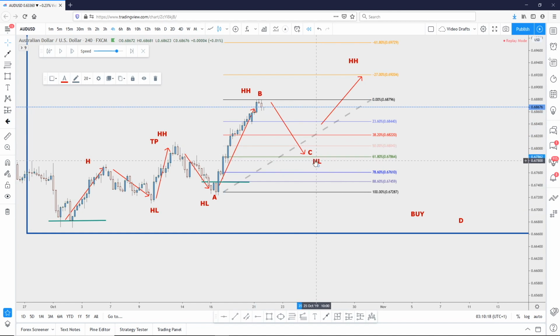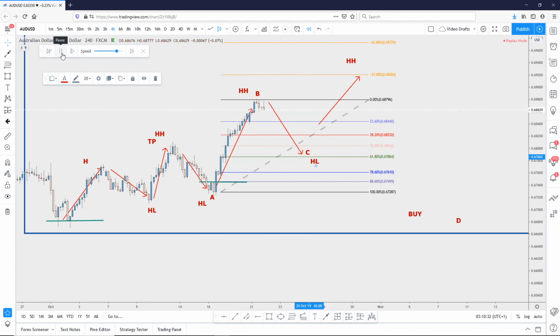There's going to be a new higher low. That's what we're expecting because that's what it's been doing. It's been making a higher high, higher low, higher high, higher low, higher high, higher low. This is an uptrend market. Okay, so I'm going to hit play and see what happens.